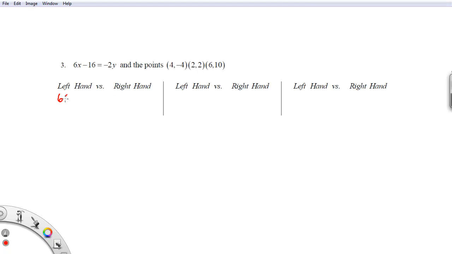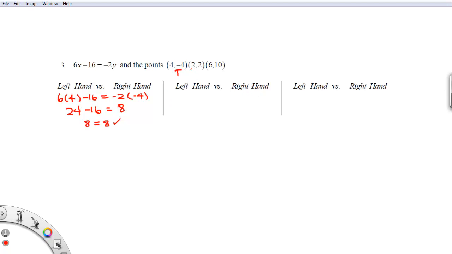So I have 6x, x in this case is 4, minus 16 equals a negative 2 times y, and y is a negative 4. So 6 times 4 is 24 minus 16. The right hand side is negative 2 times negative 4. That will give you 8. 24 minus 16 is 8. 8 does equal 8, so that first ordered pair is true.